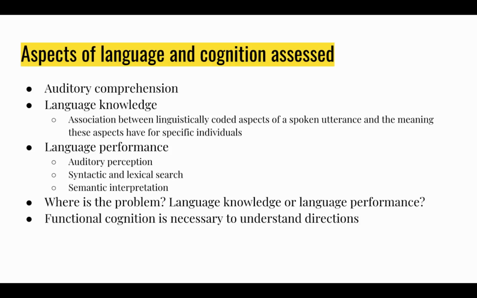Sometimes it can be hard to figure out where the problem is, whether it's language knowledge or language performance. If it's a problem with language knowledge, they're going to fail to understand because they don't have the association between the linguistic form and its meaning, so that relationship is either not established or it's been lost. If they have a problem with language performance, they're going to have a breakdown in processing language, so they'll just have the incorrect message. All of these kids will need functional cognition just to understand the directions of the TACL.